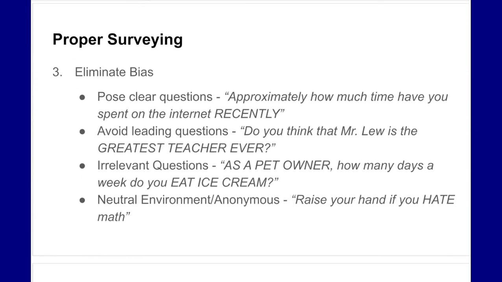And you want to eliminate bias. So another thing, with proper surveying, you want to eliminate bias. And again, we'll touch on bias a little bit more in depth later. But for right now, to eliminate bias, you're looking to do things such as posing clear questions. So, approximately how much time have you spent on the internet recently? Recently could indicate today, the previous day, this week. Maybe you might be specific: approximately how much time have you spent on the internet this week? Things like that, so people can give accurate responses.